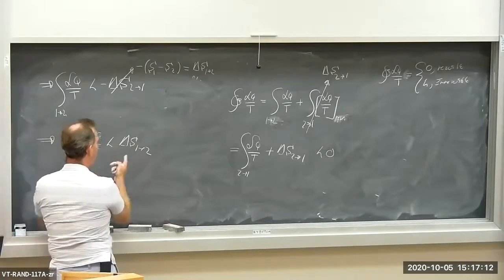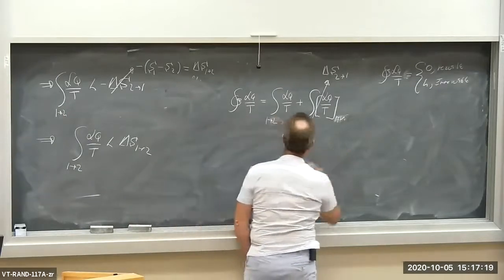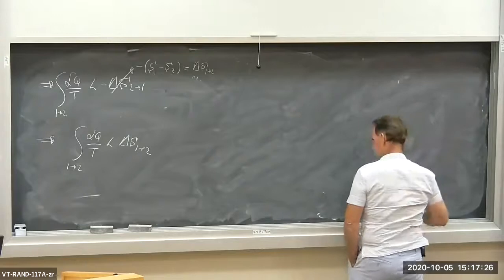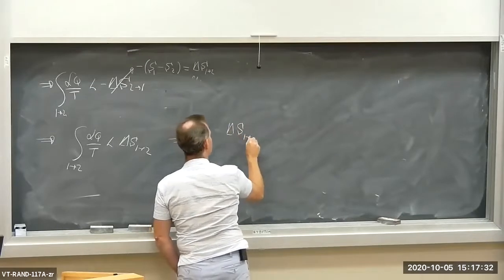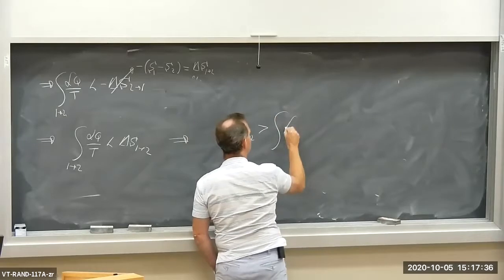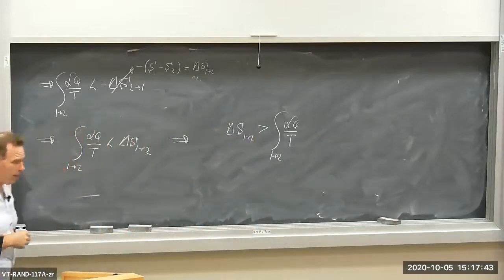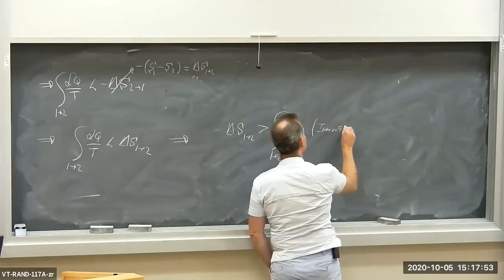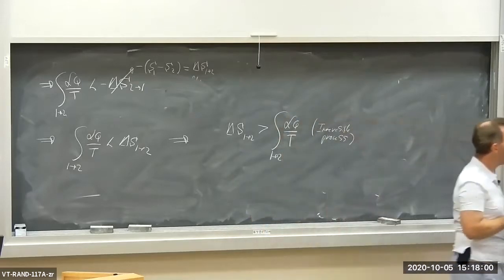Now I'm going to put the change in entropy from state 1 to state 2 on the other side of the inequality. I'm going to flip the whole inequality. Delta S 1 to 2 is greater than the integral of del Q over T from 1 to 2. And remember, this is for an irreversible process.